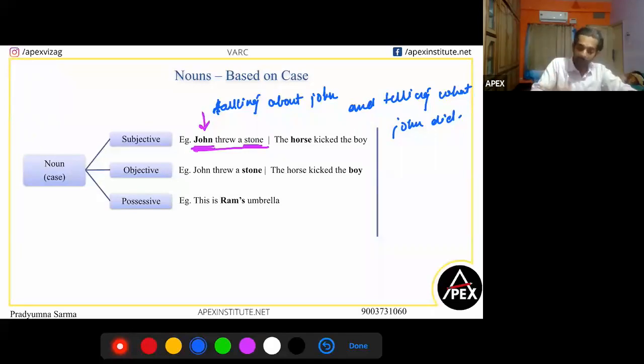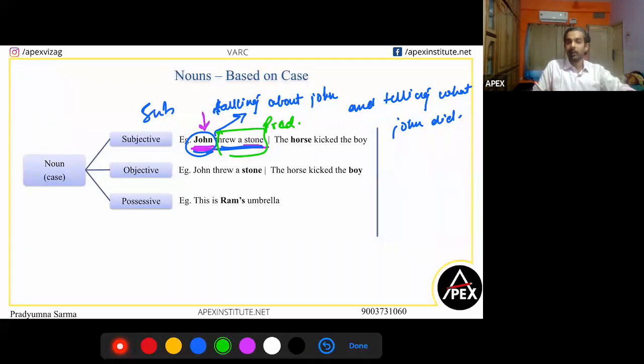This sentence is talking about John and is telling me what John did. So from my knowledge, I can tell that John, or whomever we are talking about, becomes the subject of the sentence. And whatever we say about them becomes the predicate of that sentence. Correct? So because this noun John is like a subject, we say that John is in the subjective case.